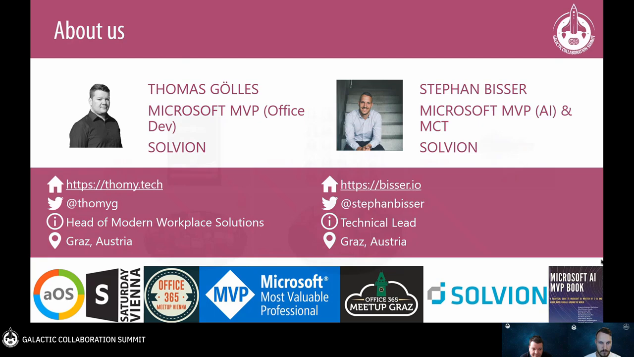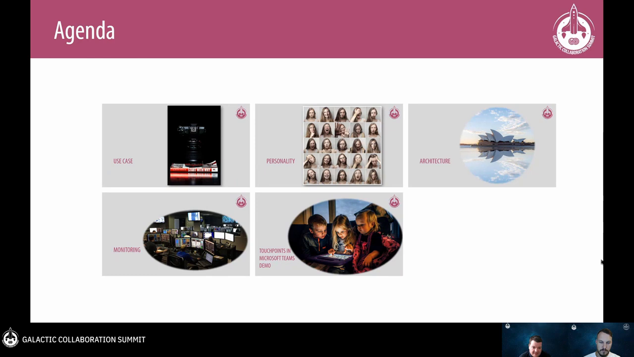Perfect. The agenda for today is in 5 different steps, as the session is called 5 Must-Knows. Our 5 Must-Knows for intelligent bots in Teams are the use case definition, the personality, the overall architecture, the monitoring, and then we want to have a close look at the touchpoint in Microsoft Teams with a short demo. Let's just jump into the first topic, the use case.